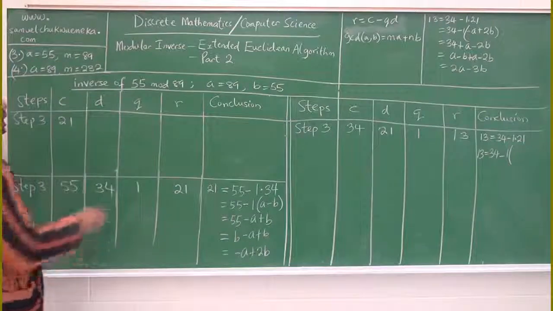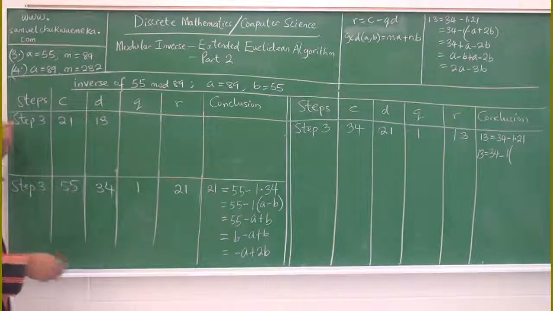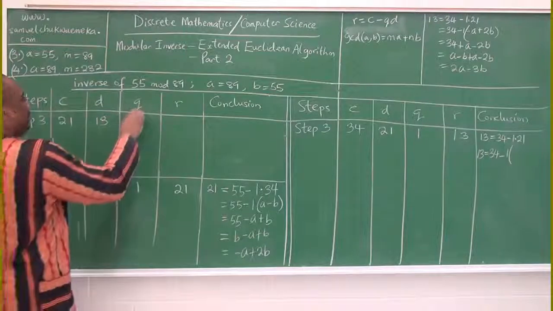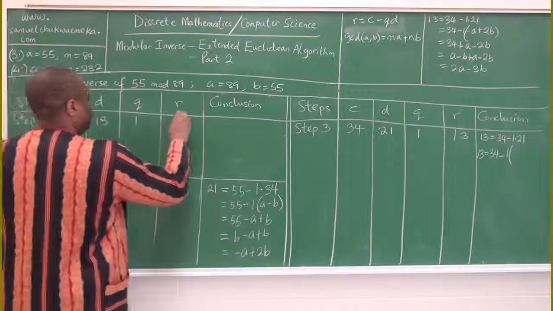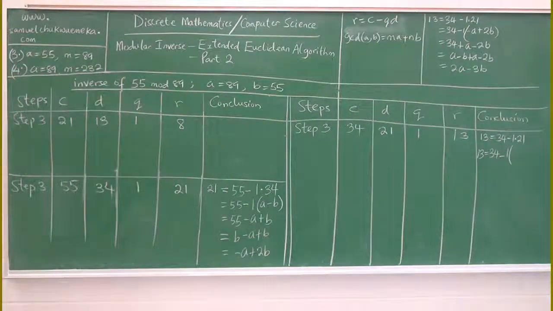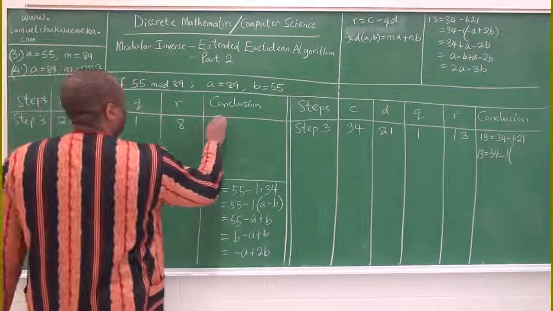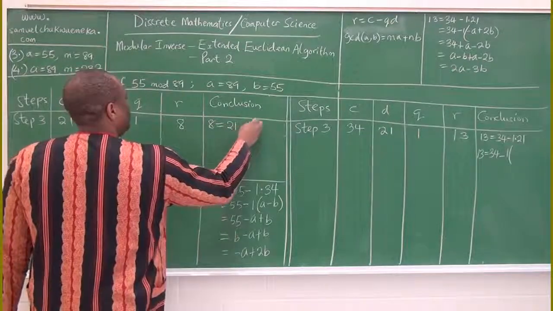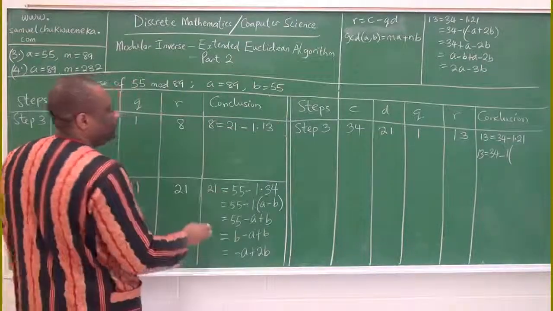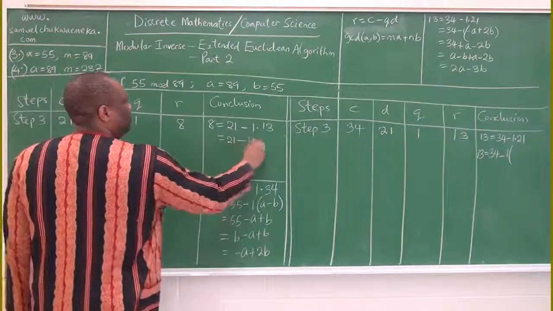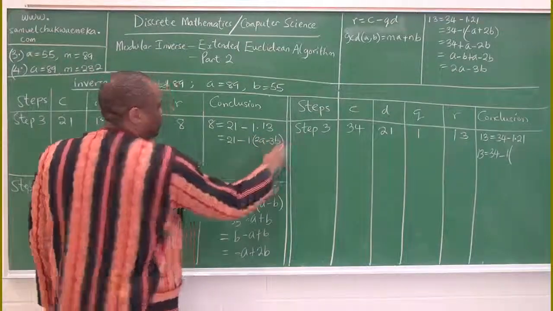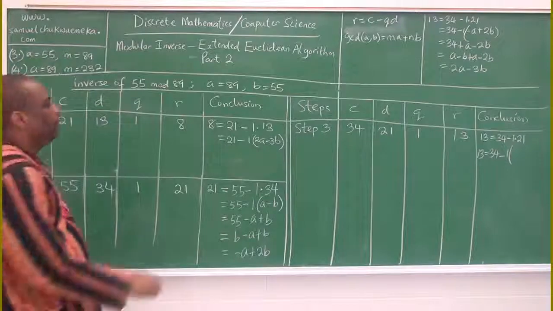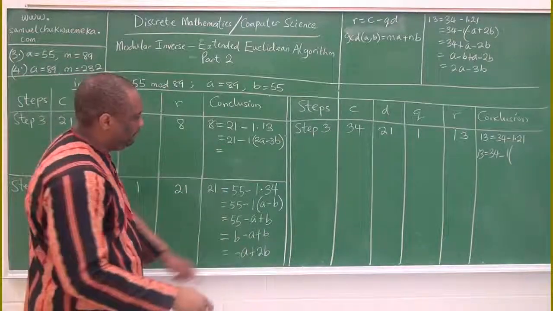So C is 21, and the arrow becomes 13. 21 divided by 13 is what? 1. Remember, 11 minus 3 is what? 8. Okay? So our conclusion, 8 will be equal to 21 minus 1 times 13. So this will be equal to 21 minus 1 times 13, which is 2a minus 3b. Okay? Which is equal to our 21 is negative a plus 2b.